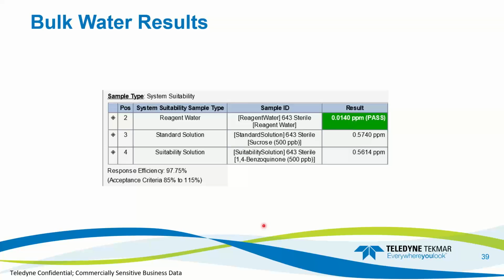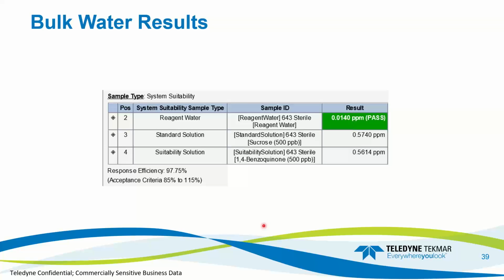What does that mean through my calculations to calculate my response efficiency? My response efficiency for this system, for that run on that day, was 97.75%. That means right then and there, our system is good to go to continue on with the validation or running of the samples that day. You're going to have to run system suitability once a day, twice a day, depending on your SOP.